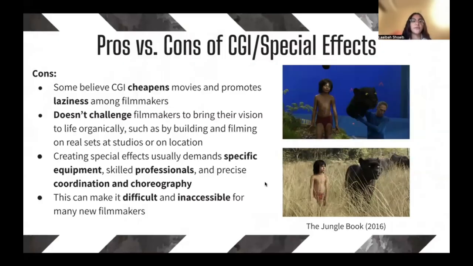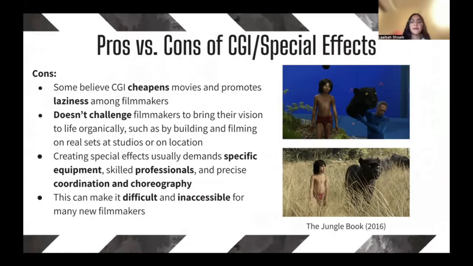So some argue that CGI cheapens movies and can promote laziness among filmmakers, and they think this because it doesn't necessarily challenge filmmakers to bring their vision to life organically, which can be done by building and filming on real sets, whether that be at studios or on location. Instead, filmmakers kind of rely on having computer-generated technologies to bring their vision to life in retrospect, as opposed to doing it while they're filming.